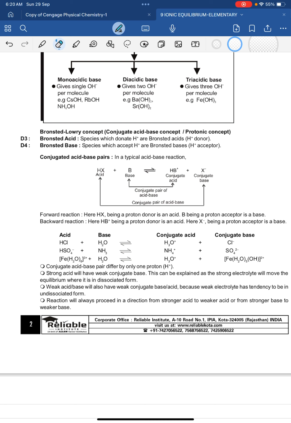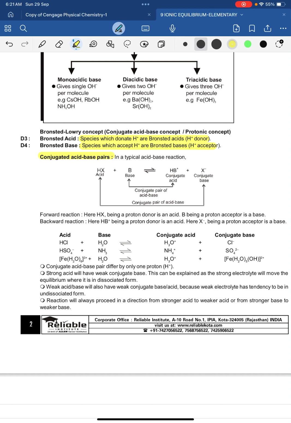According to the Bronsted acid and base definition, the substance which can donate H plus ions is an acid. Bronsted acid meaning the substance who can donate H plus ion is acid. Who can accept H plus ion is base. So a new term came here, that is important: conjugate acid base pair. It means they differ by only one proton.